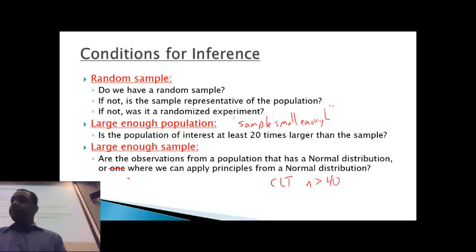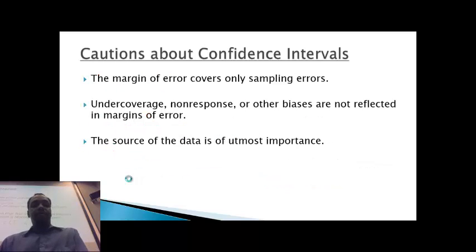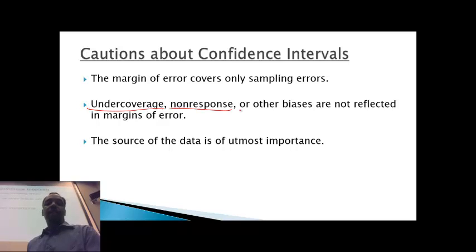Okay. Random sample, larger population, larger sample. Confidence intervals. Watch out for the margins of error, for the sampling errors. Watch out for these big three: undercoverage, non-response. That was covered in chapter 8, I believe. And then, of course, the source of the data. Was it a random sample? Was it not a random sample? That sort of thing.